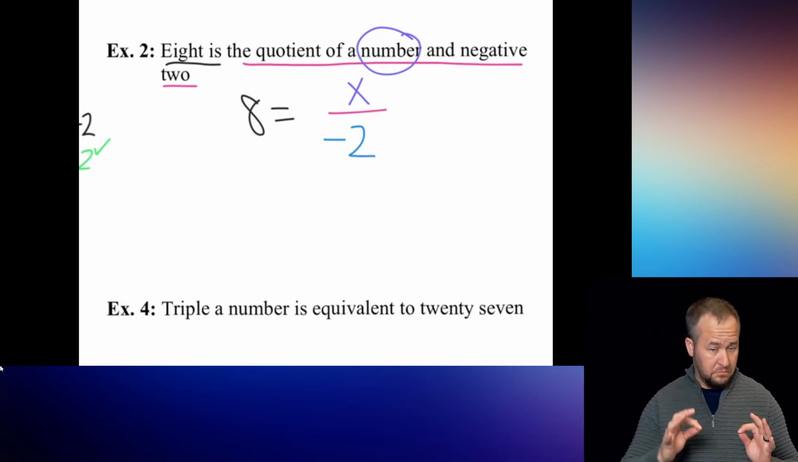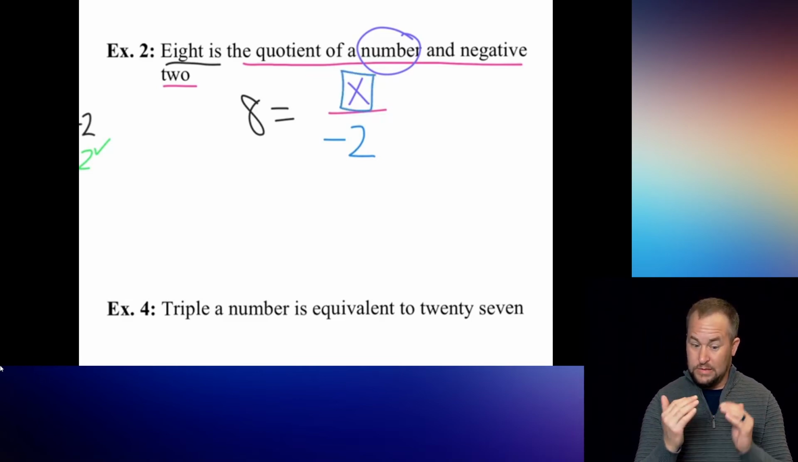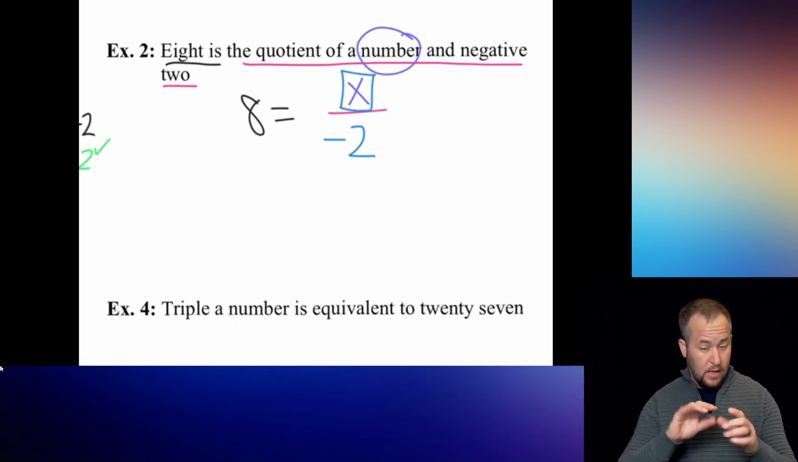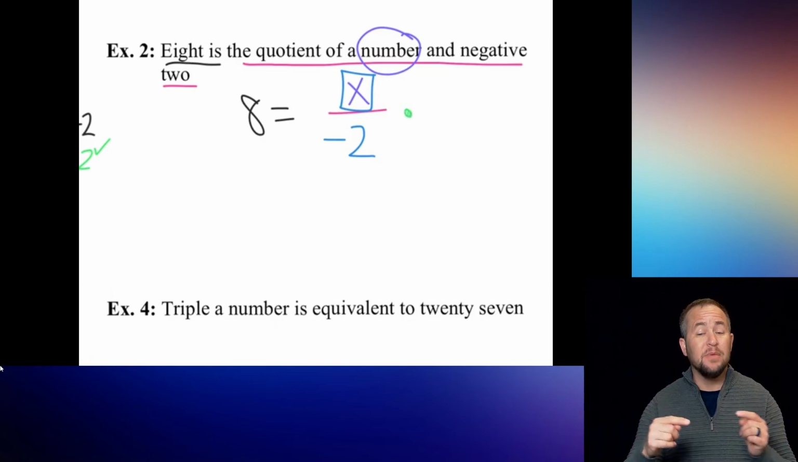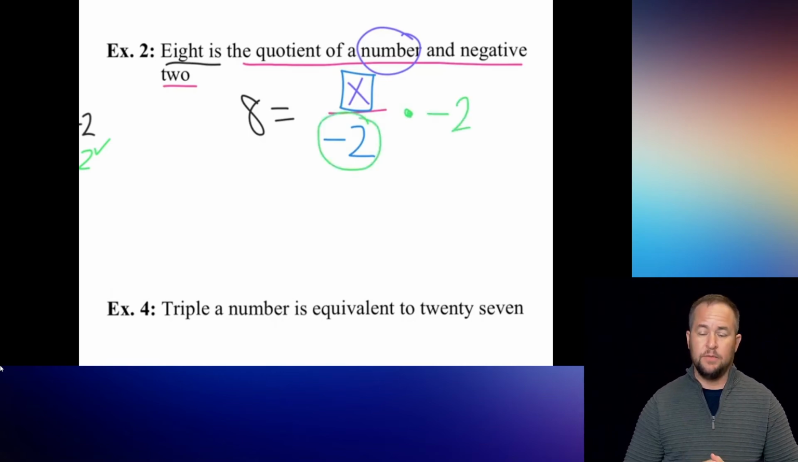Now I'm just going to solve it out. So to get x again by itself, I want to get this number all by itself. Because I'm taking that number divided by negative 2, the opposite of dividing is multiplying. So I'm going to multiply by this entire denominator to get that numerator all by itself.